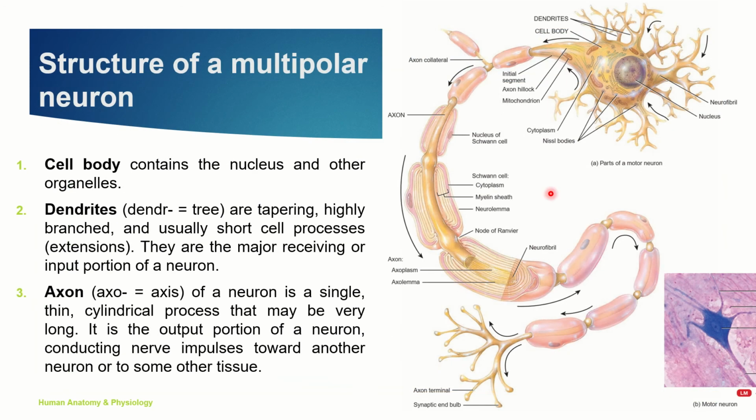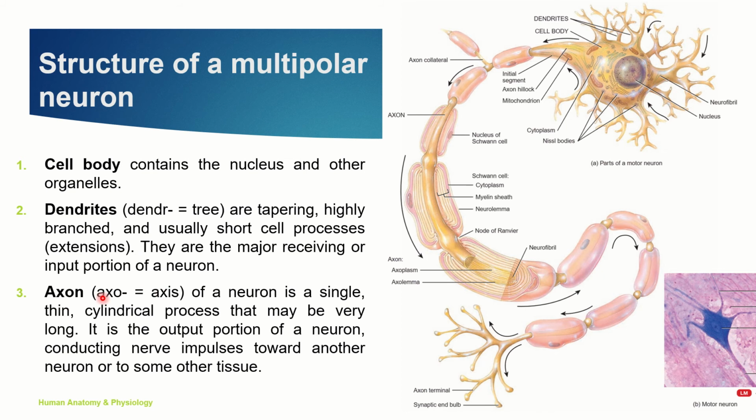So let's look at a typical structure of a multipolar neuron. Yes, there are a lot of definitions and points to understand here, so we will look at them one by one. The most predominant feature of a multipolar neuron is a cell body, which contains a nucleus and other organelles. Second, it has the dendrites. These are nothing but the cell processes, which are tapering, highly branched, and usually short cell processes or extensions.